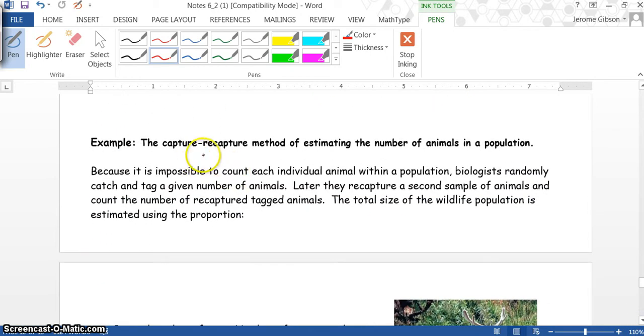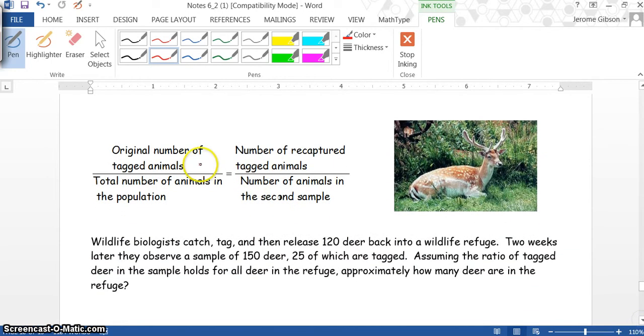Now, example. The capture-recapture method of estimating the number of animals in a population. Because it is impossible to count each individual animal within a population, biologists randomly catch and tag a given number of animals. Later, they recapture a second sample of animals and count the number of recaptured tagged animals. The total size of the wildlife population is estimated using a proportion. It's the original number of tagged animals divided by the total number of animals in the population, equal to the number of recaptured tagged animals over the number of animals in the second sample.